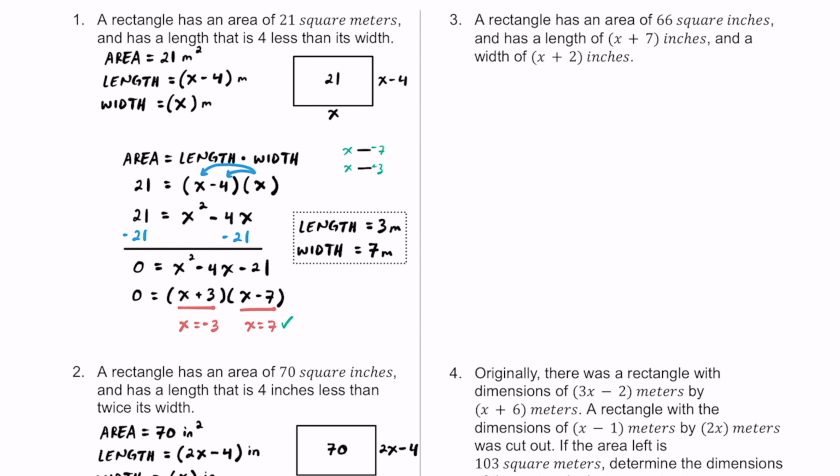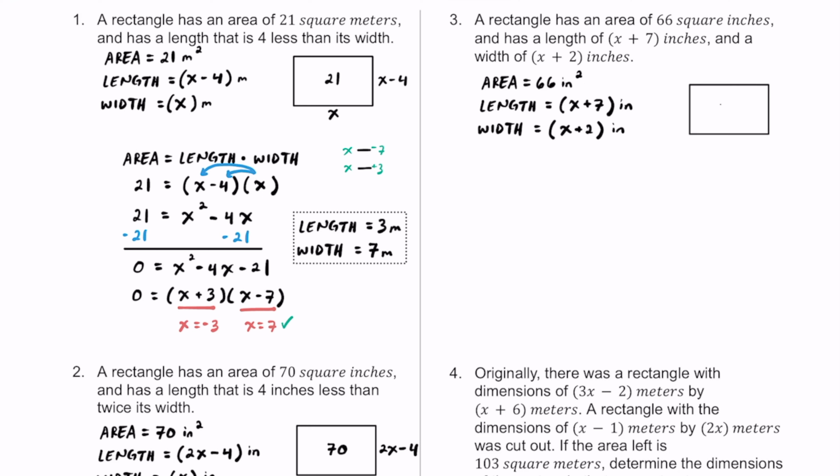For number 3, a rectangle has an area of 66 square inches. It has a length of x plus 7 inches and a width of x plus 2 inches. So this one's nice because they just give us the expressions that we need. So the area here is going to be 66 square inches. Looks like the length here is going to be this x plus 7 inches. So we don't need to think too much because they just tell it to us. And the width here is going to be x plus 2 inches.